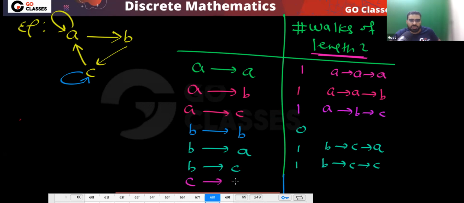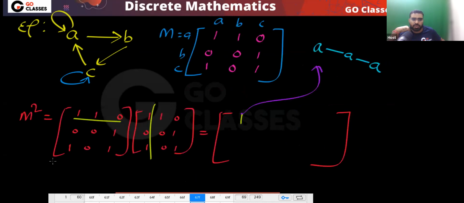From C to C, how many? There will be 1. You can go from C to C, then you can go to C. So there will be 1. Like this, now you can easily see this will be the same as M square. You find this M square, and that will be the same as this data.